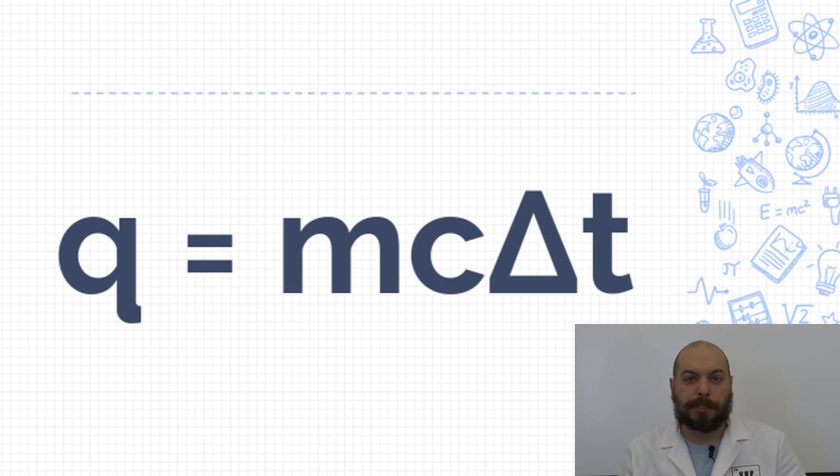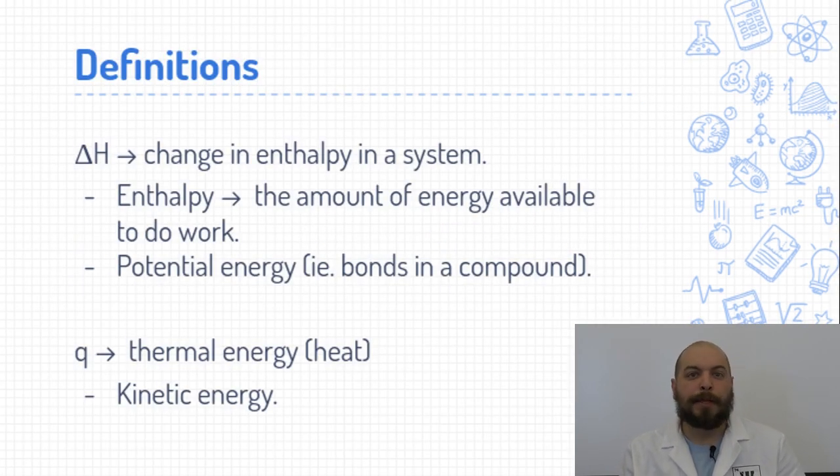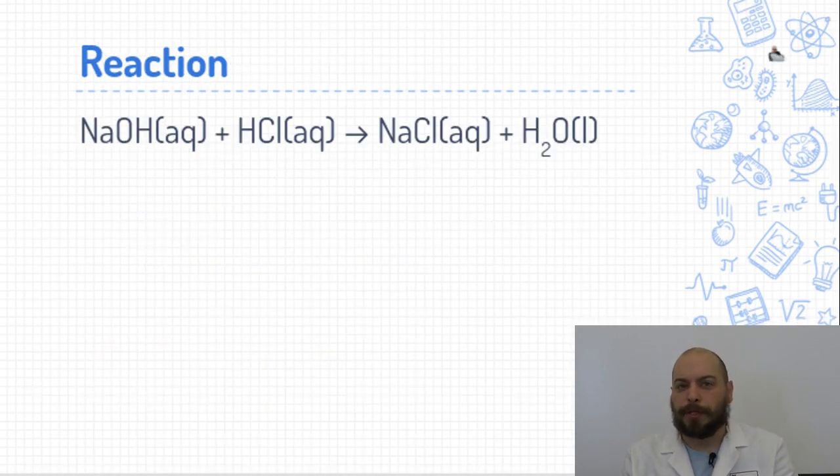So today, we're going to use the same mc delta T equation to represent a change in kinetic energy that's coming out of a change in the potential energy of a system. The reaction we're going to use to show how the change in enthalpy can cause a change in the kinetic energy is the neutralization reaction between sodium hydroxide and hydrochloric acid. For simplicity's sake, we're going to use aqueous sodium hydroxide reacting with aqueous hydrochloric acid, and this is going to produce sodium chloride, which is aqueous, and water, which is a liquid.